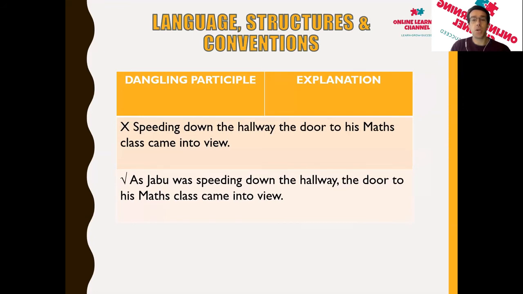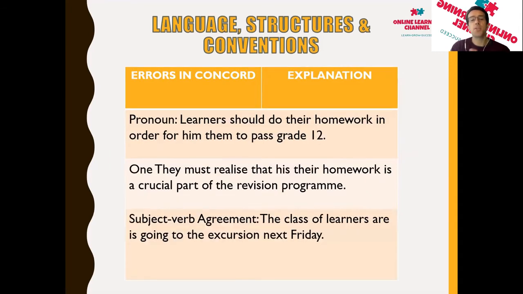And in fact, it's Jabu in this particular case. So making use of the dangling participle correctly: as Jabu was speeding down the hallway, the door to his maths class came into view. A bit more of an appropriate use of language construction.